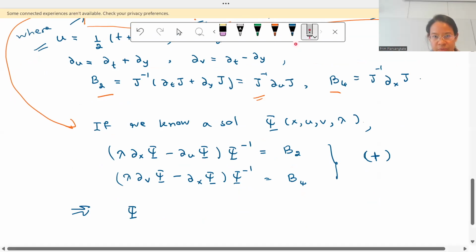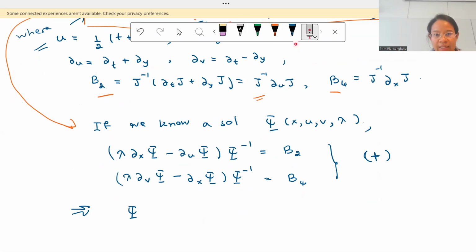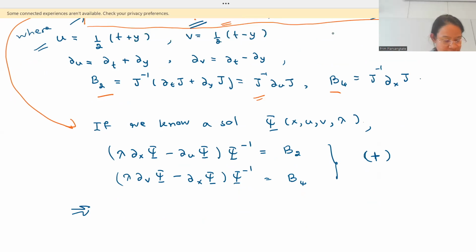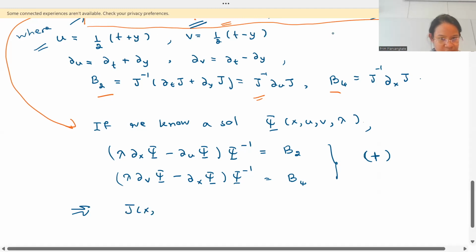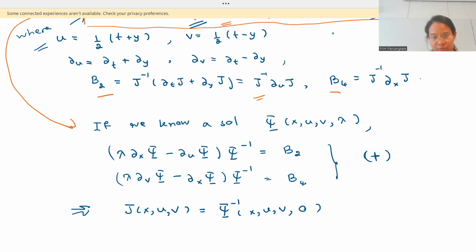I mean, because B2 is in terms of J and B4 is in terms of J like this too, right? And so it means J is determined from psi via these equations. And it follows that J, which is a solution of the Ward chiral model that we want, is given by psi inverse, putting lambda to be 0. Okay.